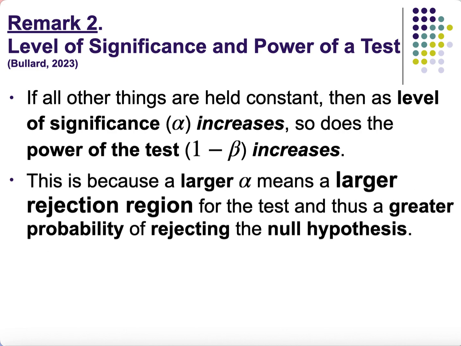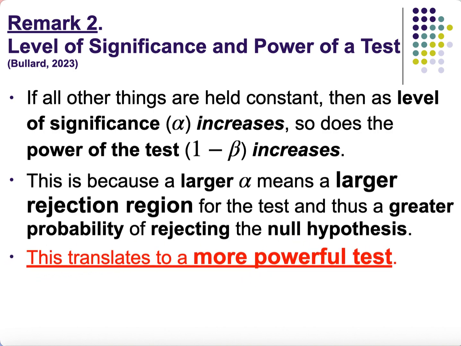This is because the larger alpha means larger rejection region, or the critical region will be increased. Thus, the test will have a greater probability of rejecting the null hypothesis, even if it is true or not. But it's increasing the probability that you are to reject the null hypothesis. So it is actually increasing the alpha, the type 1 error, and increasing the power as well. So this translates as a more powerful test.